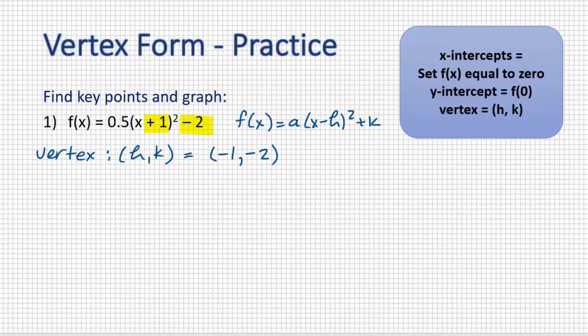Try this by using the values -1 and -2 that we just found, substituting it into the equation, and making sure that you get our function out of it again. All right, so that's the vertex.